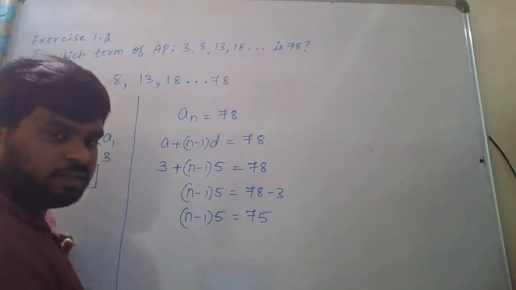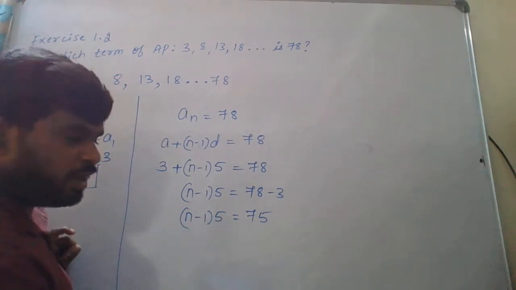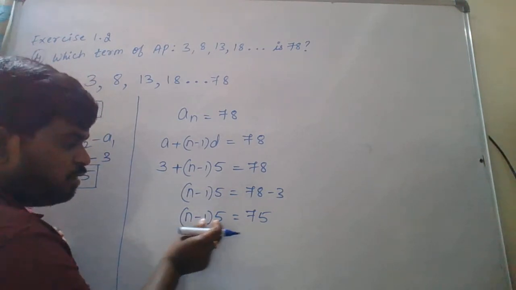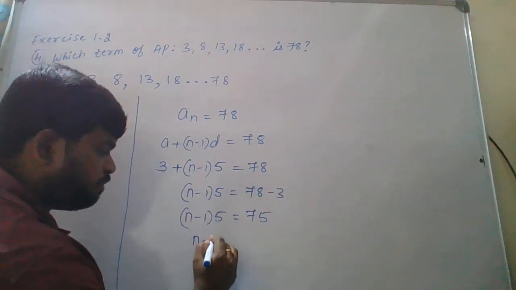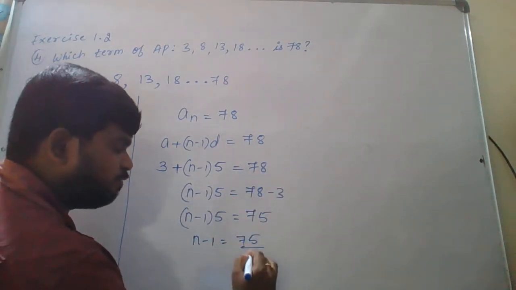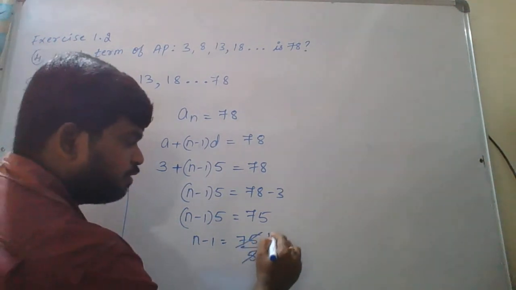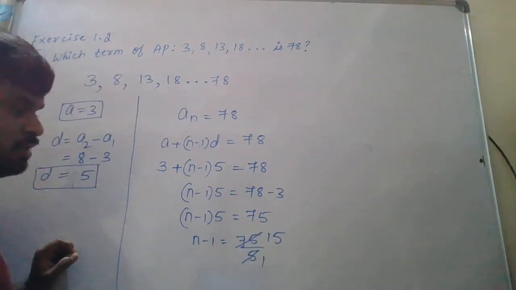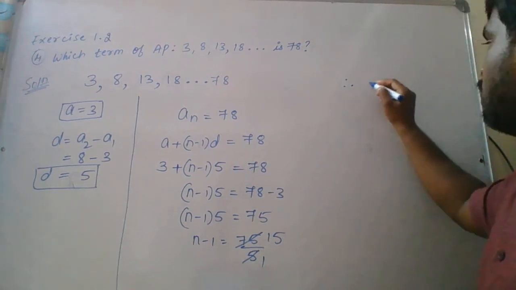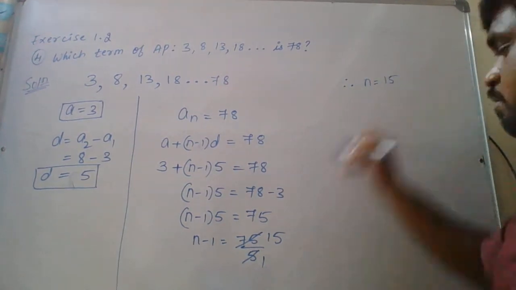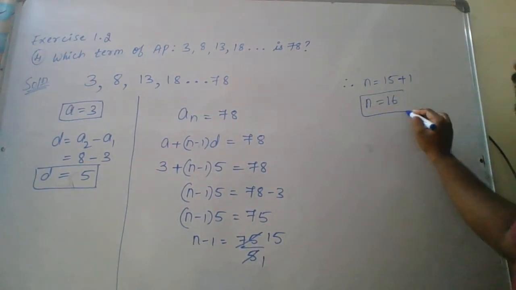Most of you might do it like this: multiply 5 into N, 5N, and 5 into minus 1, minus 5. That is also correct. Or here, if you observe, these two are in multiplication, so I'll send this 5 to the other side and it becomes division. N minus 1 equals 75 by 5. 5 ones are 5, 5 fifteens are 75, isn't it? Therefore, N is equal to 15, and the minus 1 on this side becomes plus 1. Therefore, N is equal to 16.